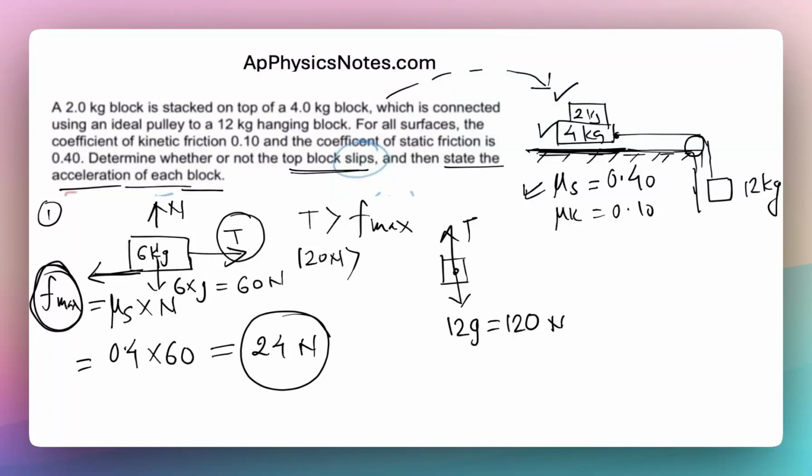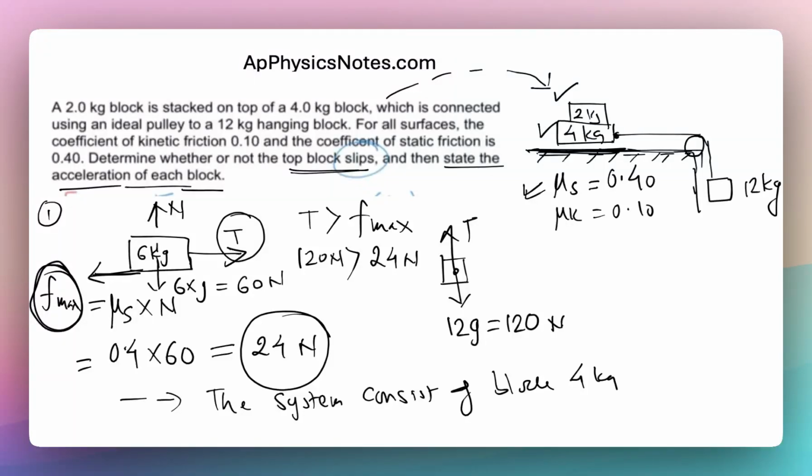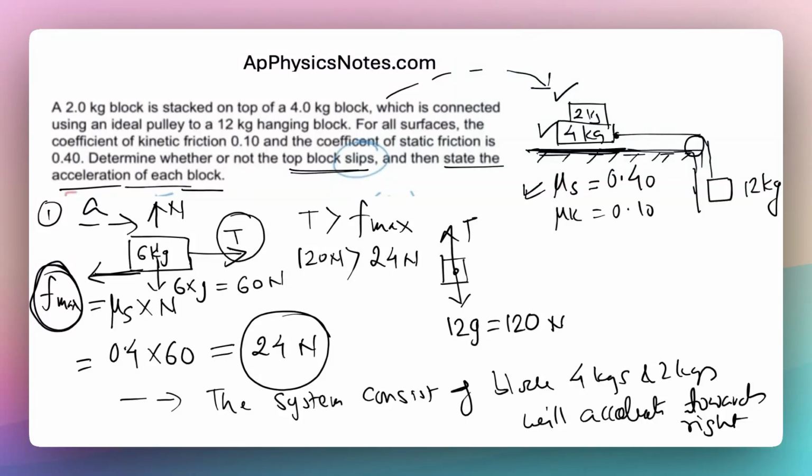And this maximum static friction is 24 Newton, which means this block will eventually start to accelerate towards that side. So the system consisting of the 4 kg and 2 kg blocks will accelerate towards the right. Okay, that's for sure. Now we can find out at what acceleration it will accelerate very easily, assuming that these two are now moving together and not slipping.